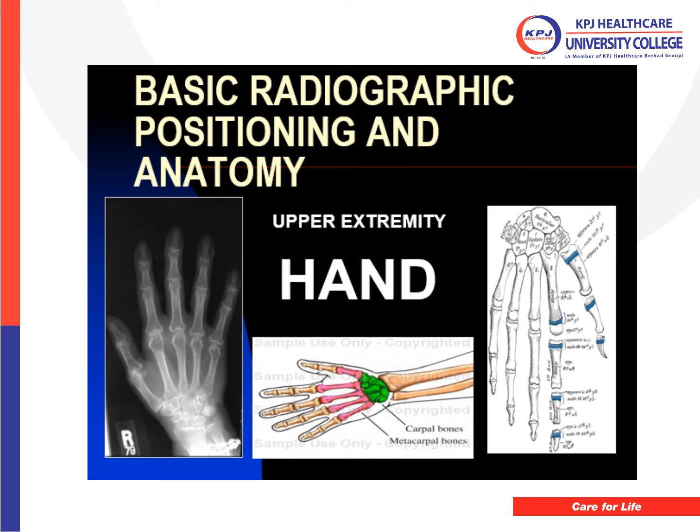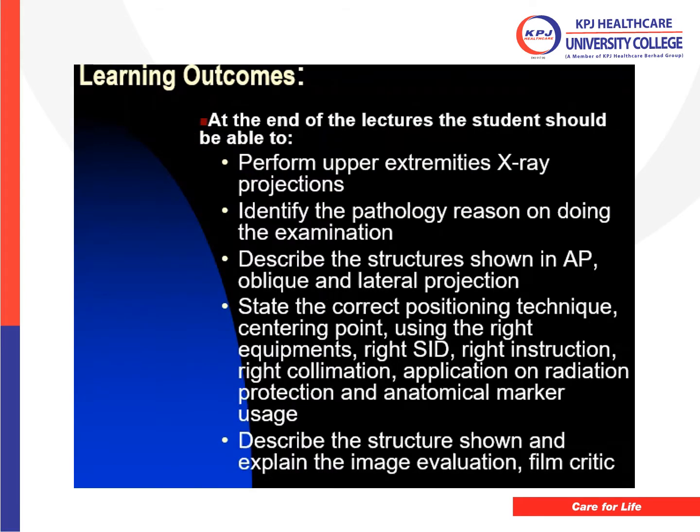Alright, so we continue with the basic radiographic positioning and anatomy, and go with the upper extremity, which is the hand first. This is all your learning outcomes. At the end of the lectures, you have to be able to perform upper extremities X-ray projections, based on the video that I have placed in the LMS, and you have to see and focus on the part of anatomy to be projected.